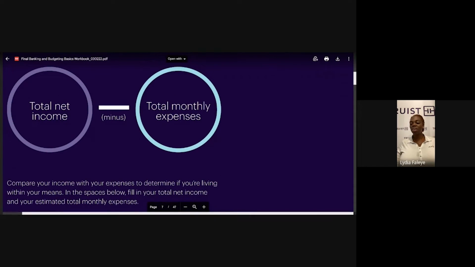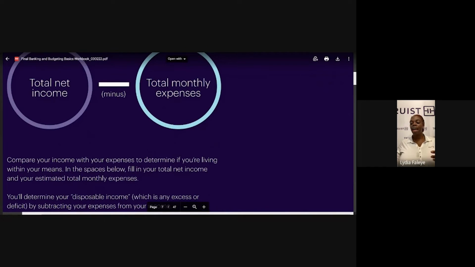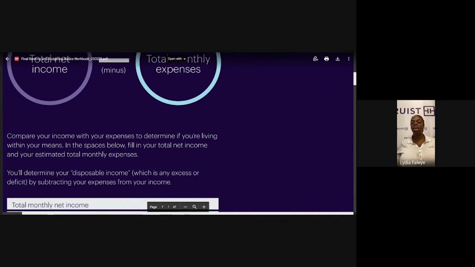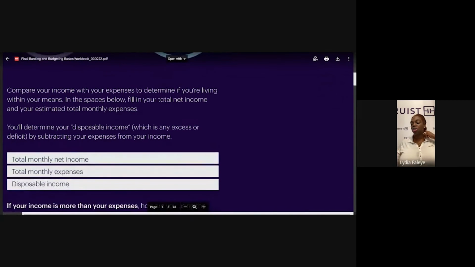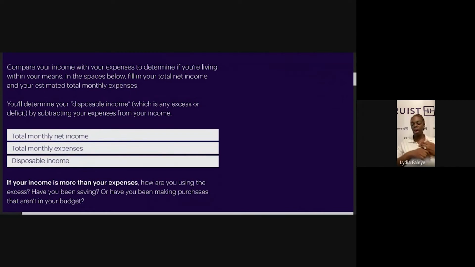So this worksheet talks about comparing your income with your expenses and determining if you're living within your means. So you have a space on this information. Write down what your total net income is. Write down your monthly expenses and then subtract. So once you do that calculation, if your income is more than your expenses, you have disposable income.